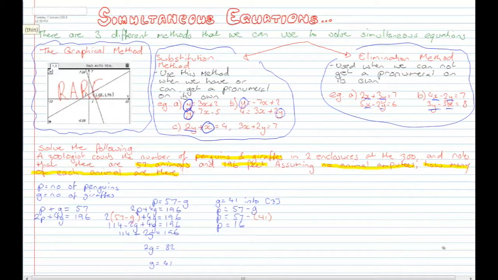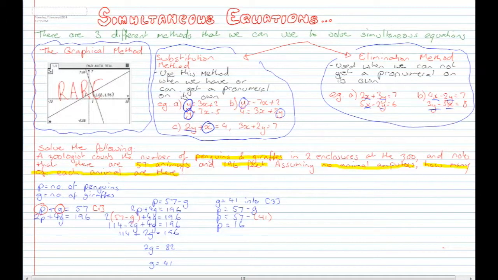The next thing that I had to do was go through and come up with two equations that represent what's going on. Now it says that there are 57 animals. That means that the number of penguins plus the number of giraffes is equal to 57. So the number of penguins here, P, plus the number of giraffes, G, is equal to 57. That there is equation 1.